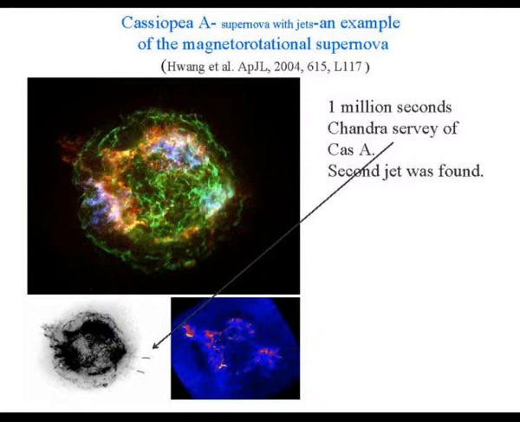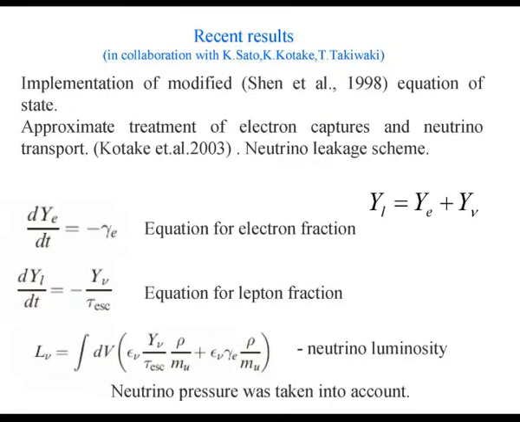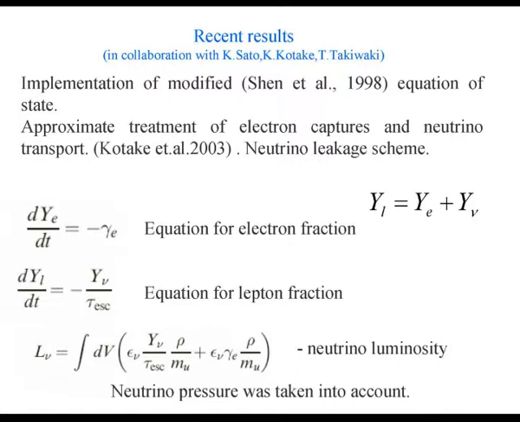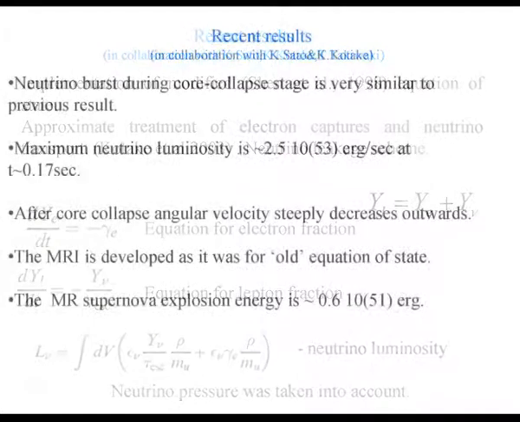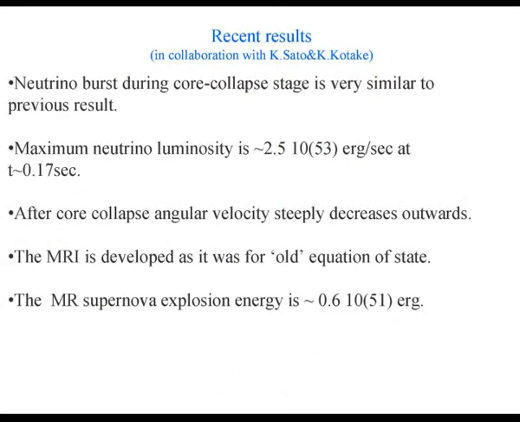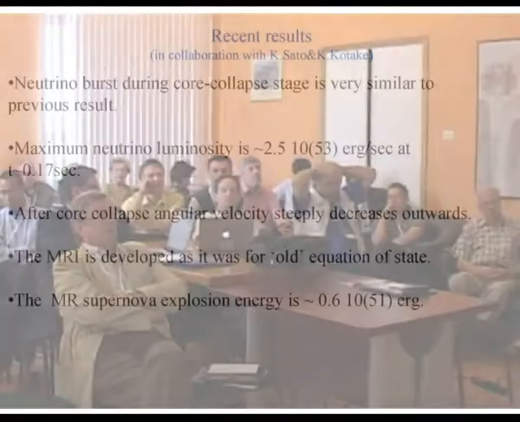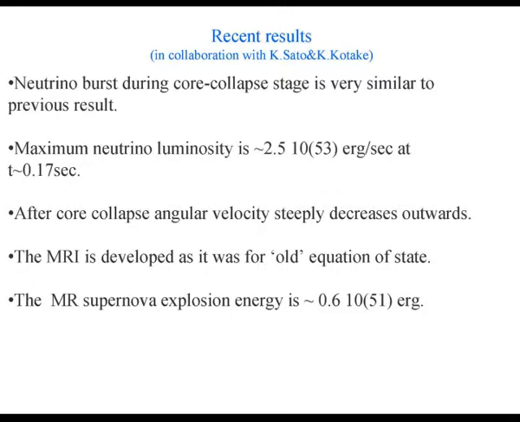And just a few words about our recent results. Now we applied a modified equation of state with approximate treatment of electron captures and neutrino transport. We used a somewhat simplified neutrino leakage scheme, and we added these two equations to the set of equations which we were solving, and take into account neutrino transport in this way. We also take into account neutrino pressure just to be physically more correct. And I must say that the comparison of results with this much more complicated physics is in pretty good agreement with our simplified physics, when we used an equation of state which didn't use YE and YL, and the explosion energy and all details are very good. We also found the formation of magneto-rotational instability and all other details.